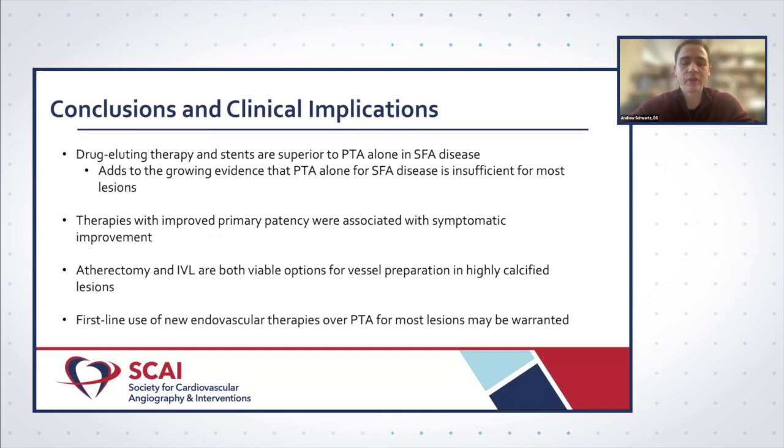And so overall, first-line use of newer endovascular therapies, specifically drug-eluting therapies and stents, are warranted based on the results of this study. Thank you.